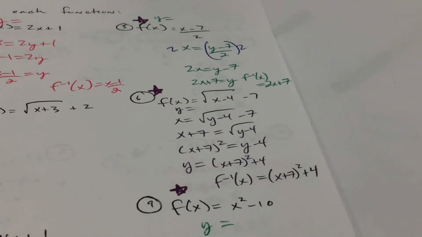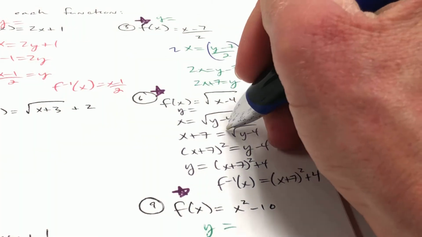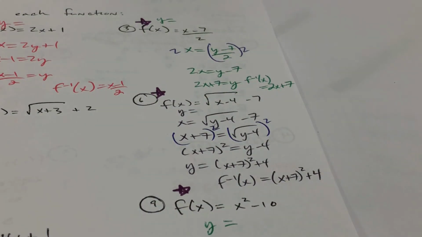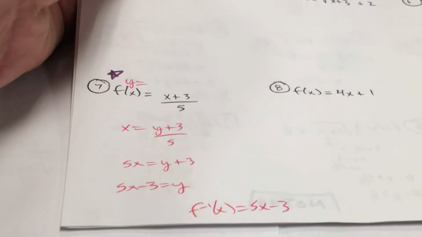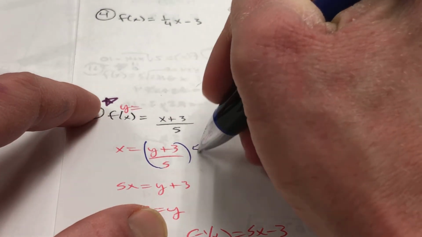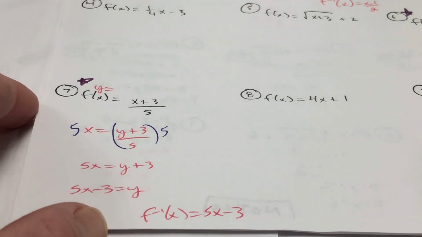Here's number 6. y equals the square root of x minus 4, minus 7. So x equals the square root of y minus 4, minus 7. I'm going to add 7 to both sides. And then I'm going to square both sides. x plus 7, all of it squared, is y minus 4. Add 4 to both sides. There's my inverse. And then number 7, y equals x plus 3 over 5. Switch x and y. x equals y plus 3 over 5. Multiply both sides by 5. 5x is equal to y plus 3. Subtract 3 from both sides.